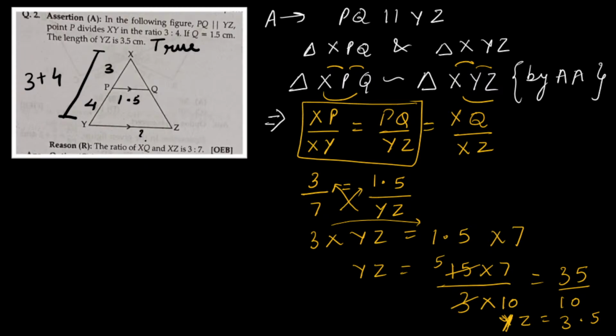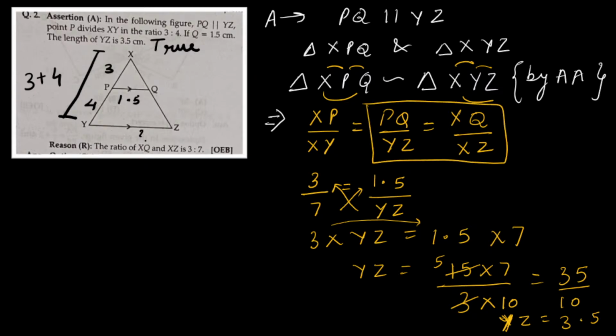XQ and XZ they have mentioned, so that ratio we can find. So that means these two we can use now. Or first and third also we can use. Anything we can use. Now these two, because here they are telling the ratio of XQ is to XZ, this thing XQ is to XZ is equal to 3 is to 7. So let's check that.